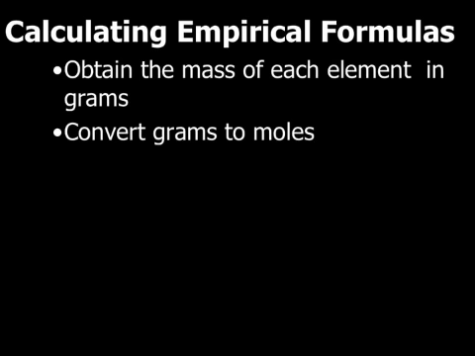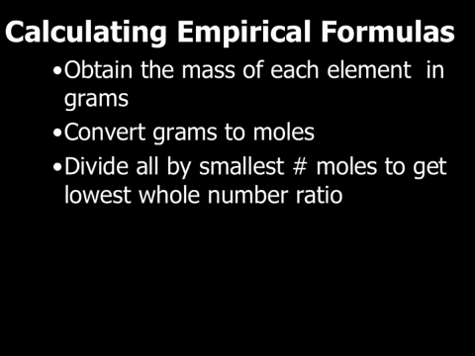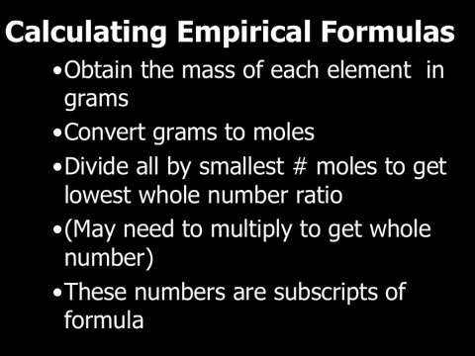So for those of you that like to see the steps ahead of time, these are the steps for doing this, and it's your choice whether or not you write these down. We're going to go through several examples here in a second. So the first thing you do is you need the mass or the percent of each element in grams. If you're given the percents, then you just assume 100 grams. So if it says it's 12% carbon, then you write down 12 grams of carbon.